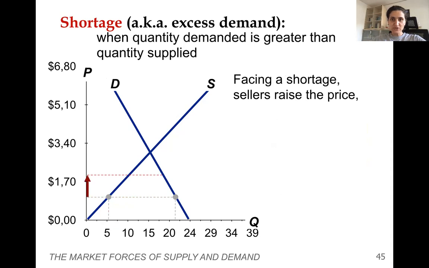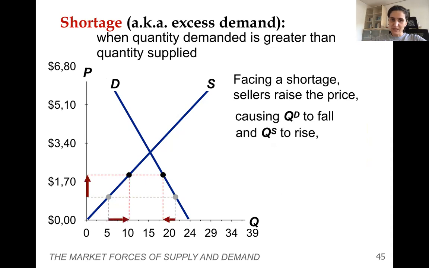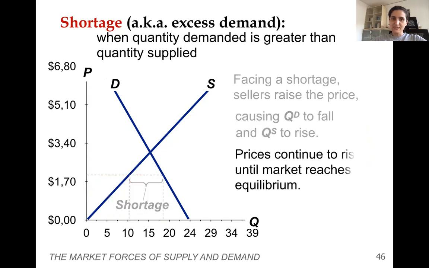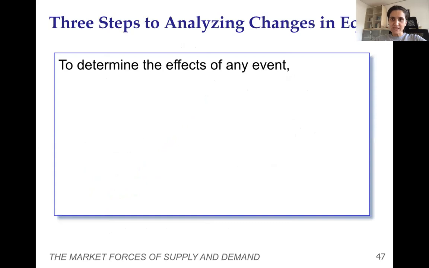So facing a shortage, sellers raise the price, causing quantity demanded to fall and quantity supplied to rise. So excess demand will decrease. In other words, the shortage will decrease until it reaches the equilibrium. Okay. Three steps analyzing changes in price.